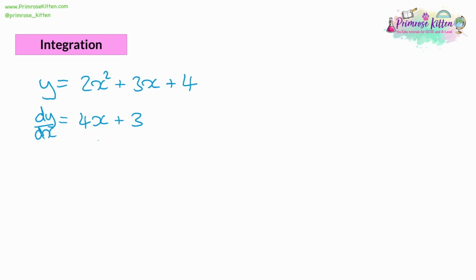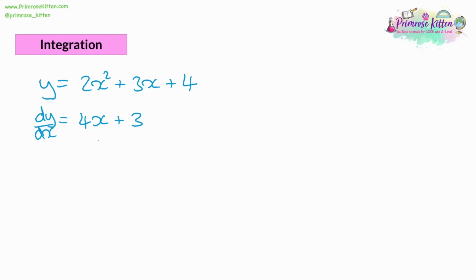Integration is the reverse of differentiation. So let's say we have y equals 2x squared plus 3x plus 4. If we were to differentiate this to get the gradient, then we'd multiply the coefficient by the power. 2 times 2 is 4, and reduce the power by 1. Anything with an x, we're just going to have the coefficient left over, and any numbers are going to go away. So we get 4x plus 3 is the gradient of 2x squared plus 3x plus 4.